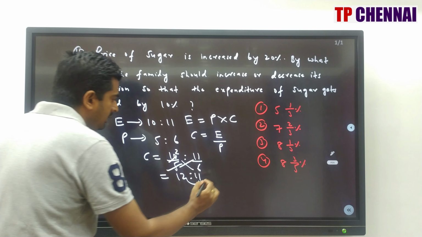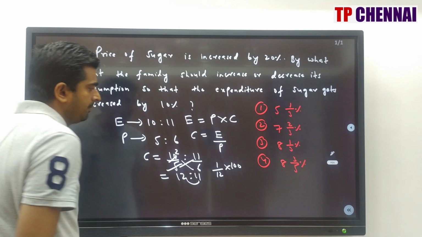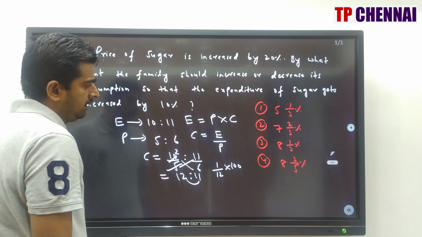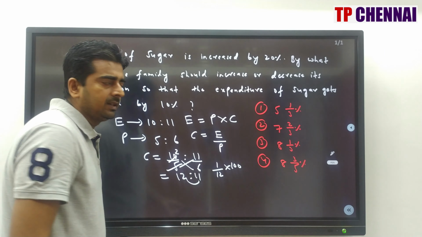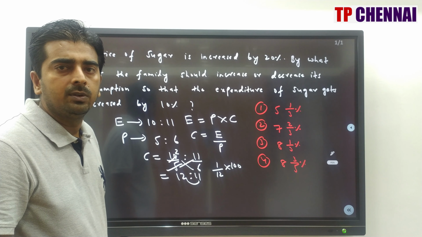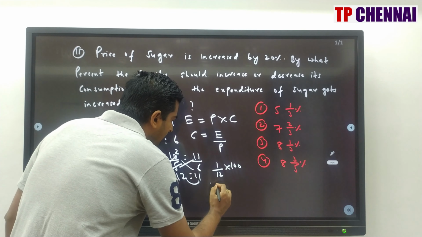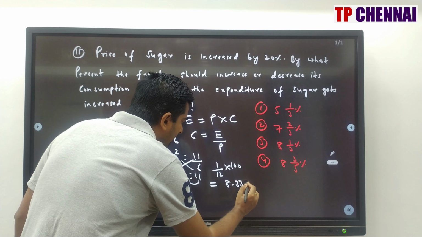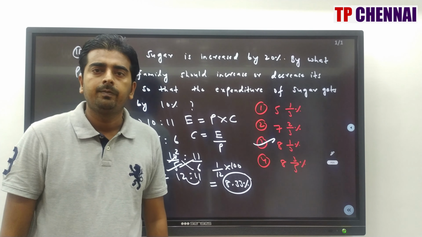So how much it has reduced? 1. 1 by 12 into 100. Right? This is nothing but how much? 1 by 6. What is percentage value? 16.66. So 1 by 12 is half. So 8.33. Which is nothing but third option.